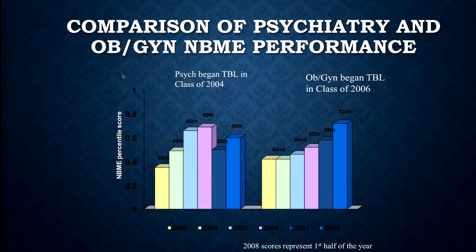What happened in OB-GYN was when we first showed our shelf exam data to the OB-GYN clerkship, they were like, well, psychiatry can't beat us in shelf exam. So they instituted TBL in their clerkship, and their shelf exam scores went up too. So you could speculate why this happened, but I think it's kind of the same stuff that was shown in that systematic review.